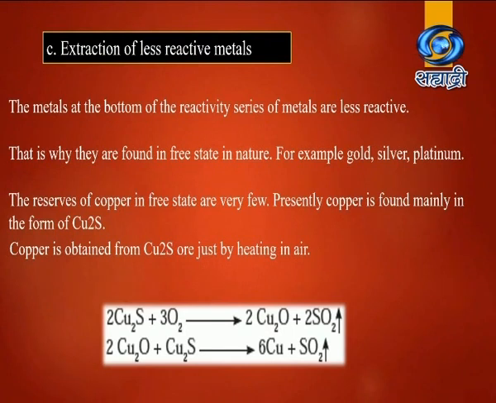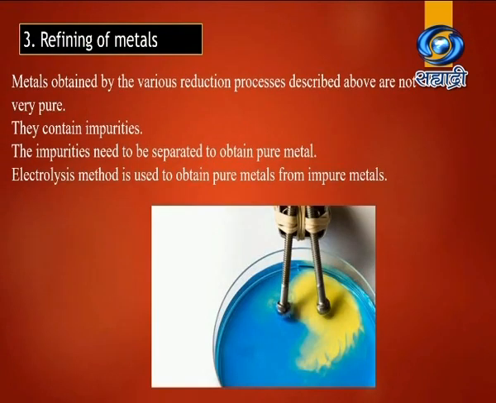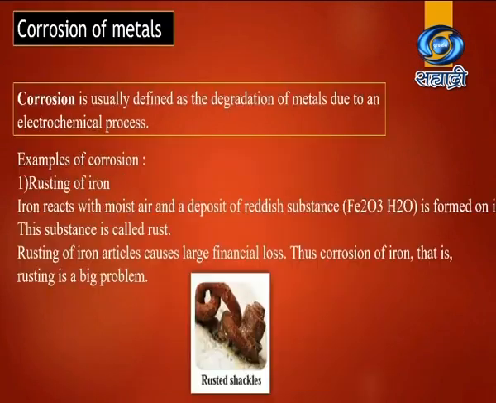Copper is obtained from Cu2S ore just by heating it in air. Reaction: 2Cu2S + 3O2 gives 2Cu2O + 2SO2. Next, 2Cu2O + Cu2S gives 6Cu + SO2 gas. Refining of metals. The metals obtained by the various reduction processes described above are not very pure. They contain impurities. The impurities need to be separated to obtain the pure metals. The electrolysis method is used to obtain pure metals from the impure metals.